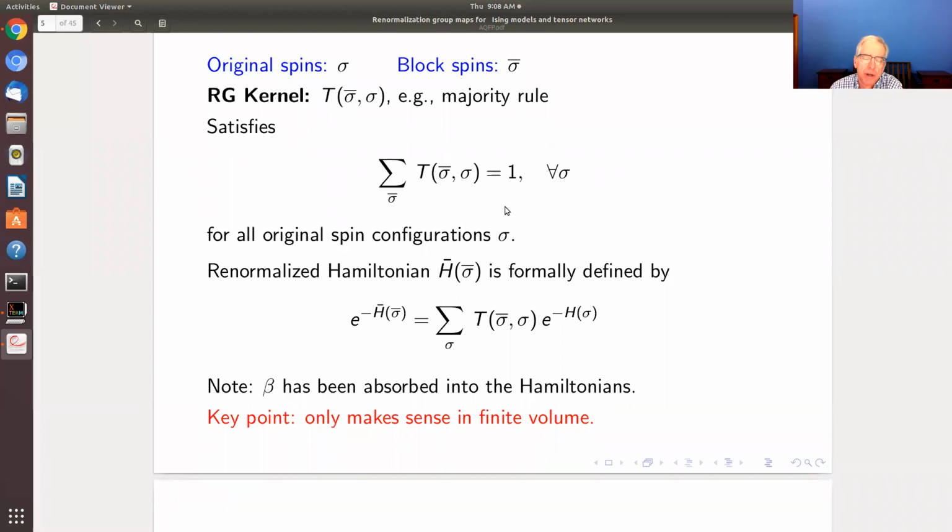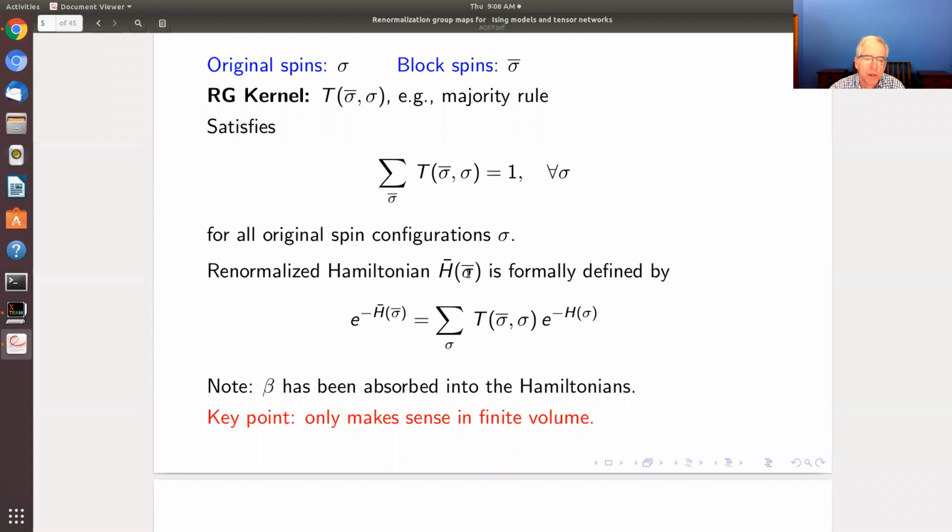It's easy to state if you have an odd number of spins in a block, namely this kernel is either 0 or 1. It's 1 if in every block, the block spin agrees with the majority of the original spins in the block. If you have an even number of spins in the block, you have to figure out what you're going to do in the case of ties, when you have the same number of pluses and minuses in the block for the original spins. But it's easy to find something reasonable there.